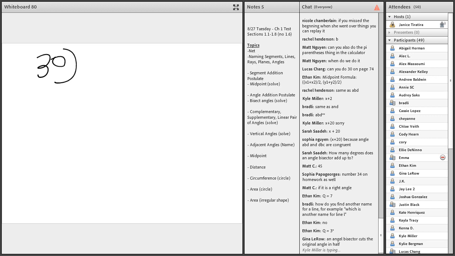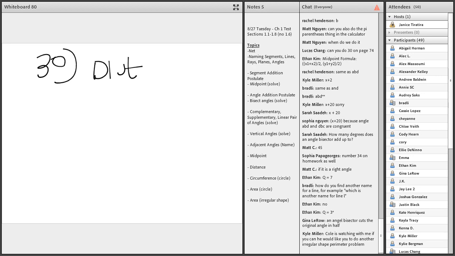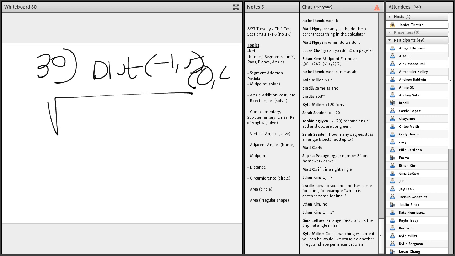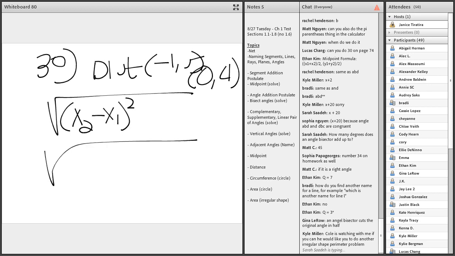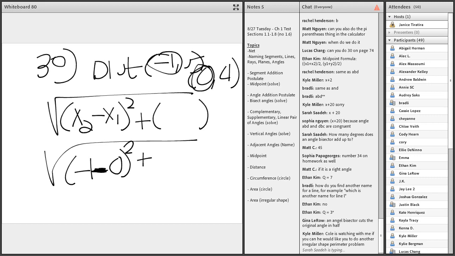30 is distance. Did we do that one? I don't think we did distance for 30, so that's good. It's good practice for some people. So we got -1, 5, and we got 0, 4. Okay, distance formula, you have to subtract your x's, then square it. So that means subtract 1 and 0. It doesn't matter the order as long as you put your minus sign in the middle.